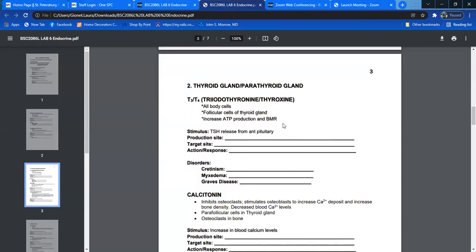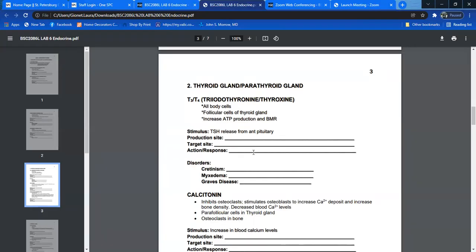So we said before, we looked at what TSH does. It targets the follicular cells. The follicular cells produce T3, T4. Now we're saying, okay, the stimulus for the release of that T3, T4 was the thyroid stimulating hormone from the anterior pituitary. The production site is the follicular cells of the thyroid gland. The target site is essentially all body cells. And the response is to increase ATP production and basal metabolic rate.